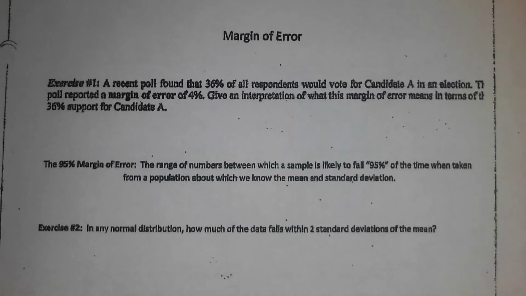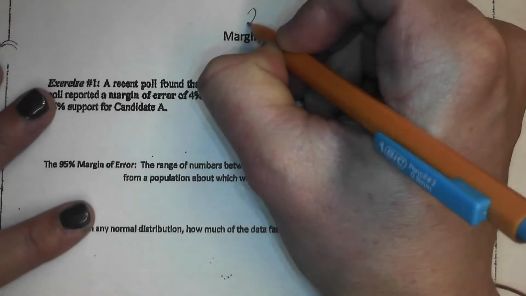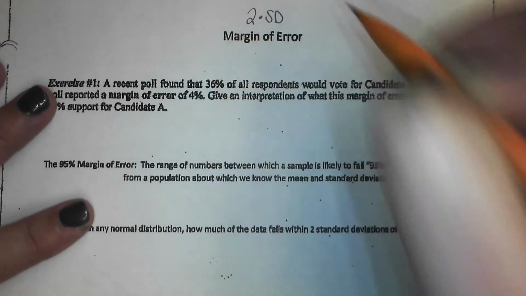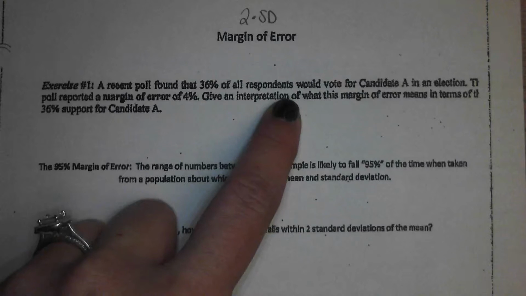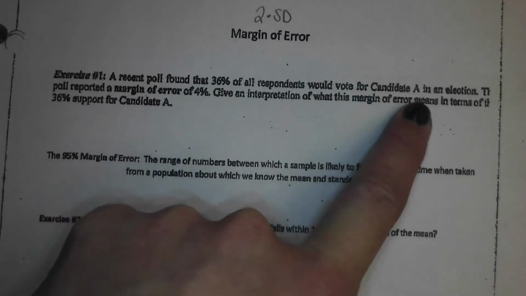First things first, and this is a flashcard. Margin of error is 2 times the standard deviation. It's kind of like the 95% confidence interval as well, because we all know that 2 standard deviations on either side is 95%. So exercise 1, a recent poll found that 36% of all respondents would vote for candidate A.